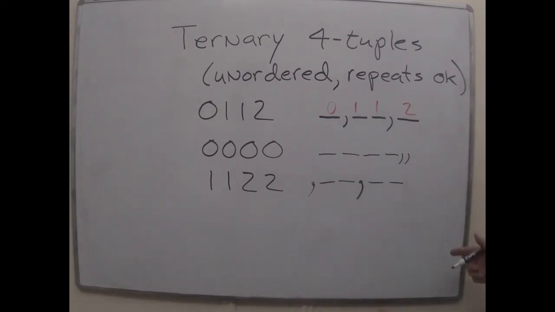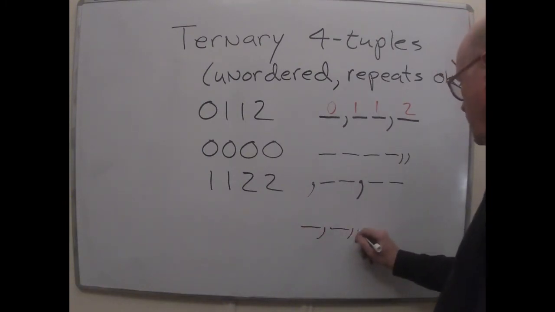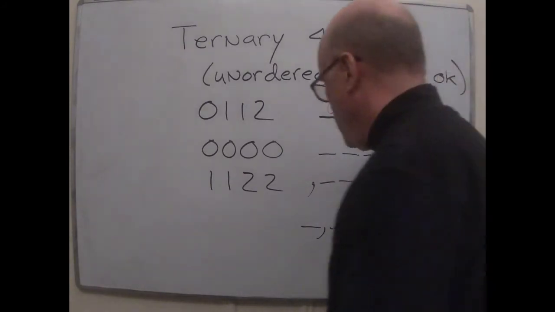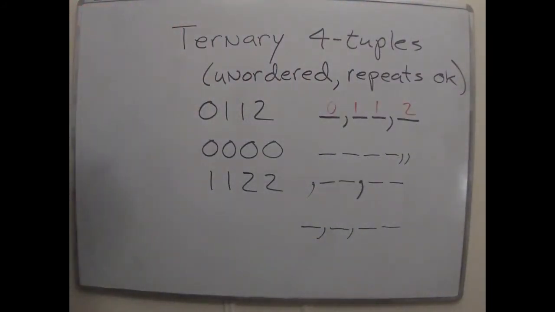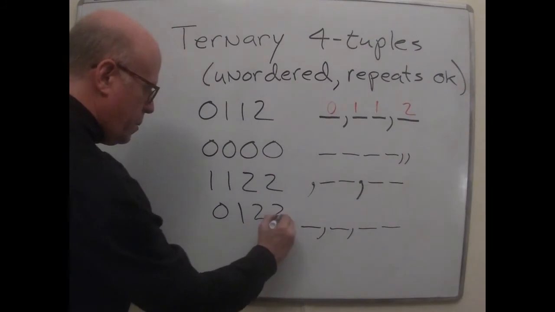Let's challenge you to go the other direction. Suppose I have blank, comma, blank, comma, blank, blank. What number does that correspond to? What ternary 4 tuple are we looking at with the sorted ternary 4 tuples? So we know we're talking about an unordered situation. Yeah, that's 0, 1, 2, 2.